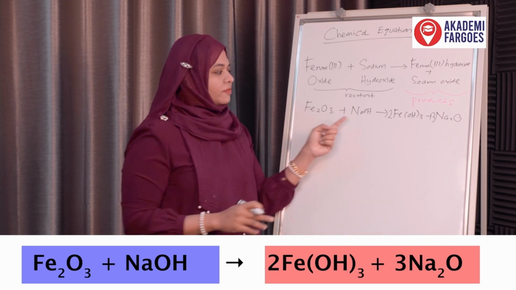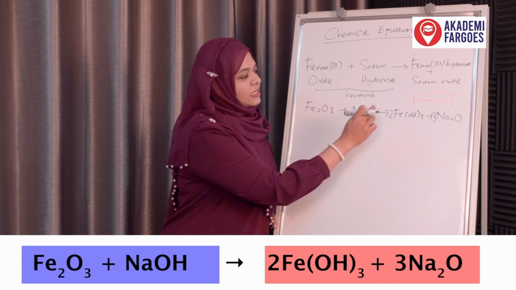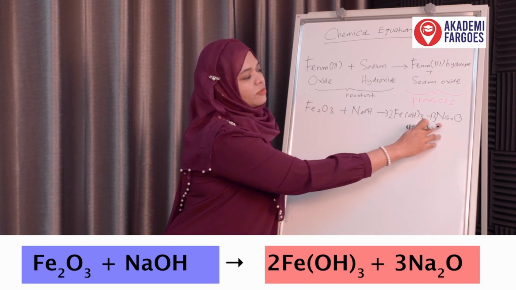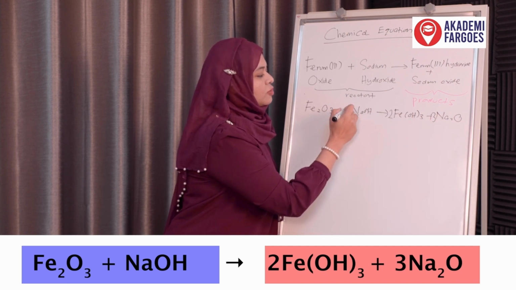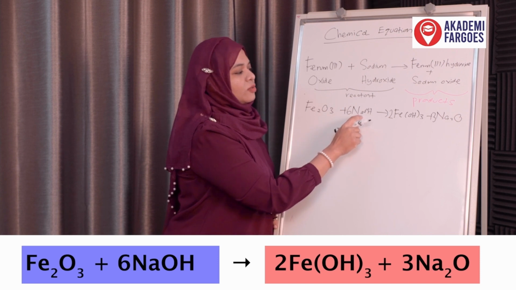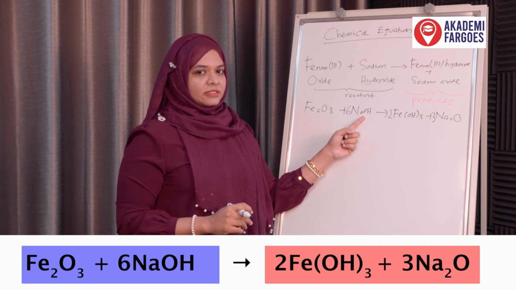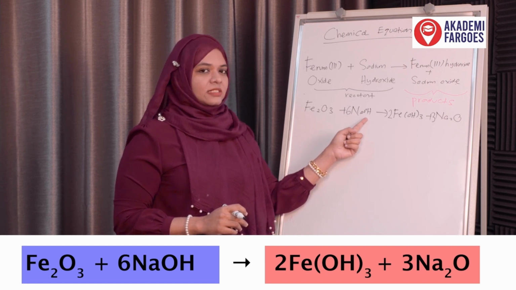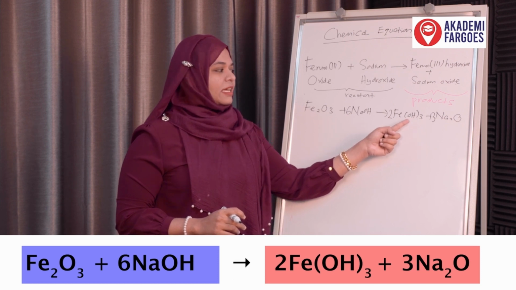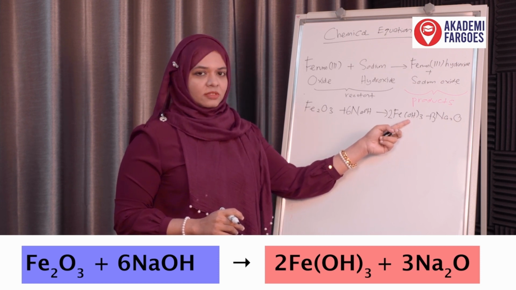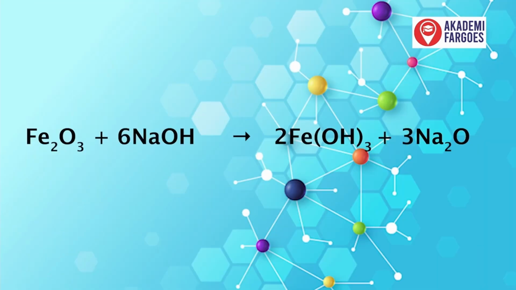We balance sodium. How many atoms of sodium on the left side? 1. How many atoms of sodium for the right? 3 times 2 is 6 sodium. So we need to put 6 here. So 6 sodium, 6 sodium. Balance. Hydroxide. 6 hydroxide atoms. 2 times 3 is 6 hydroxide atoms. So now this chemical equation is balanced.